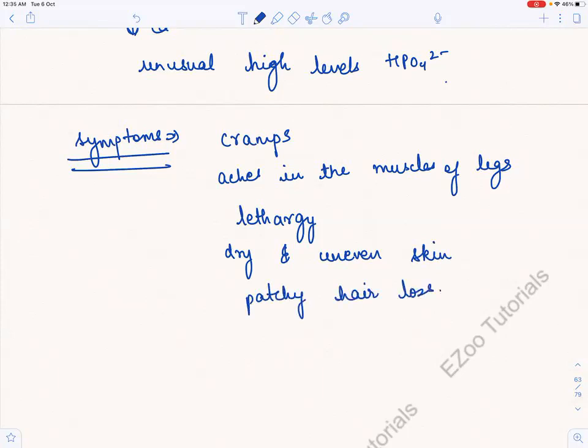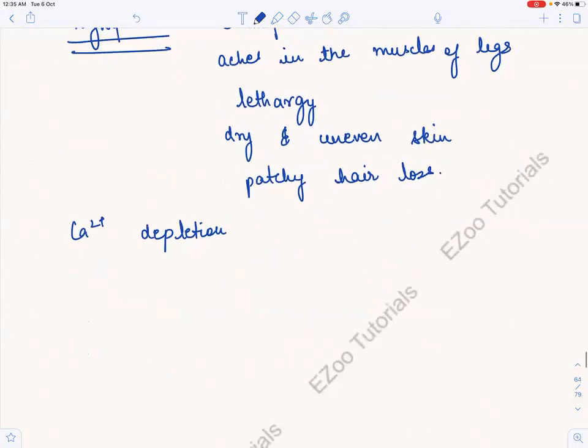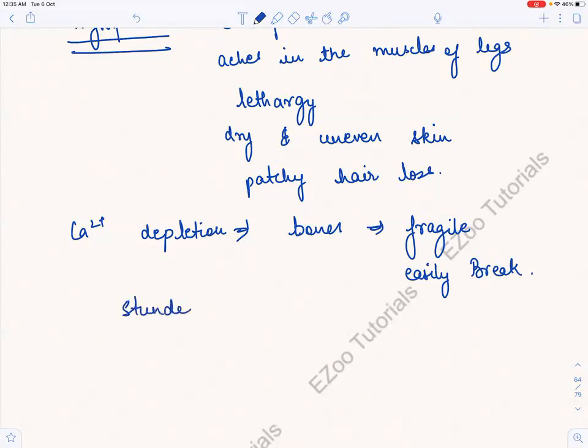So what will happen from calcium depletion? It's very logical. If calcium depletion is happening, will the bones be strong or fragile? They will become fragile, brittle, easily break, right? If calcium depletion is happening, it also causes stunted growth, right? Children cannot grow well if there is calcium depletion.